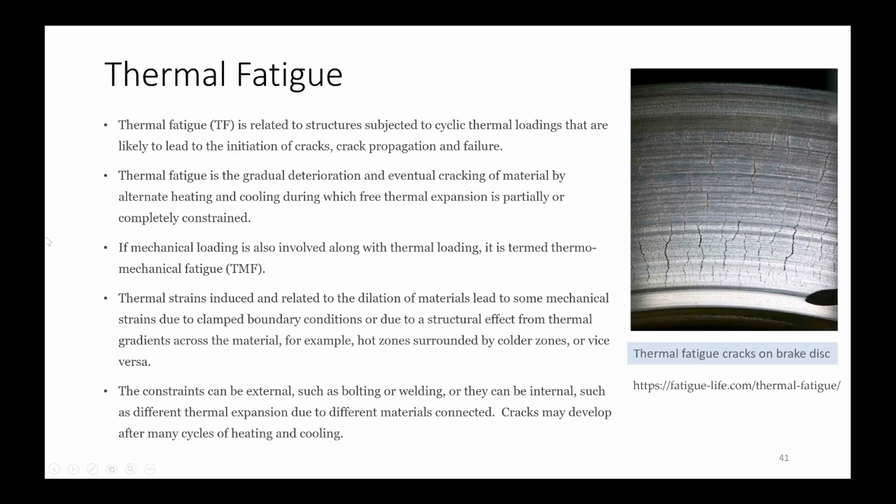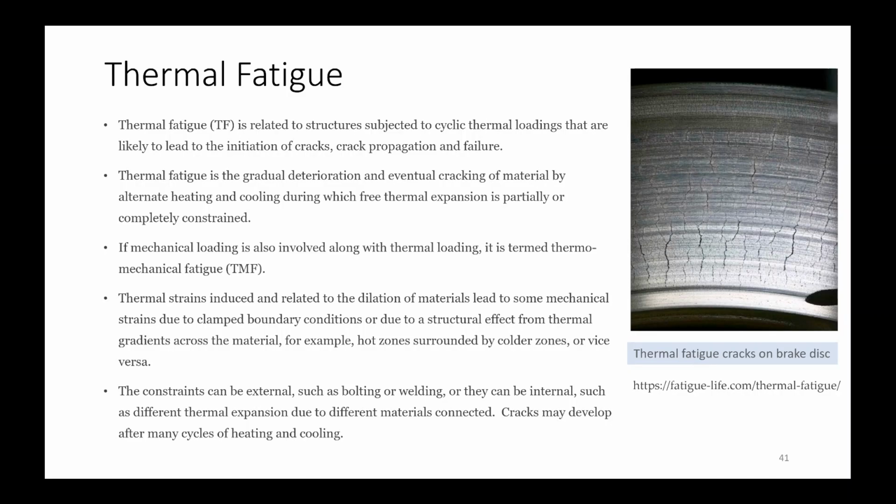Thermal fatigue is related to the structures that are subjected to cyclic thermal loadings that are likely to lead to the initiation of cracks, crack propagation and failure. Thermal fatigue is the gradual deterioration and eventual cracking of material by alternate heating and cooling during which free thermal expansion is partially or completely constrained. If mechanical loading is also involved along with thermal loading, it is termed thermomechanical fatigue.